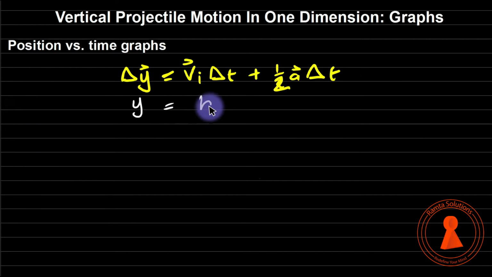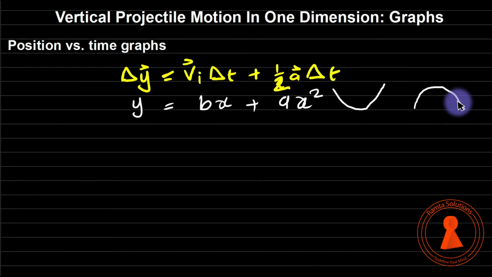Basically we will have y equals bx plus ax squared. This was a parabola which can be smiling or frowning. Now this expression that you see here is one where the reference point has been chosen to be the point of release of an object.